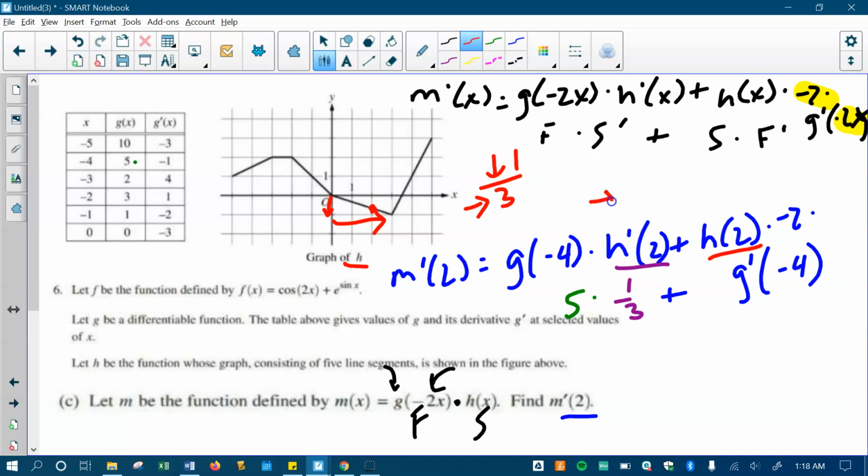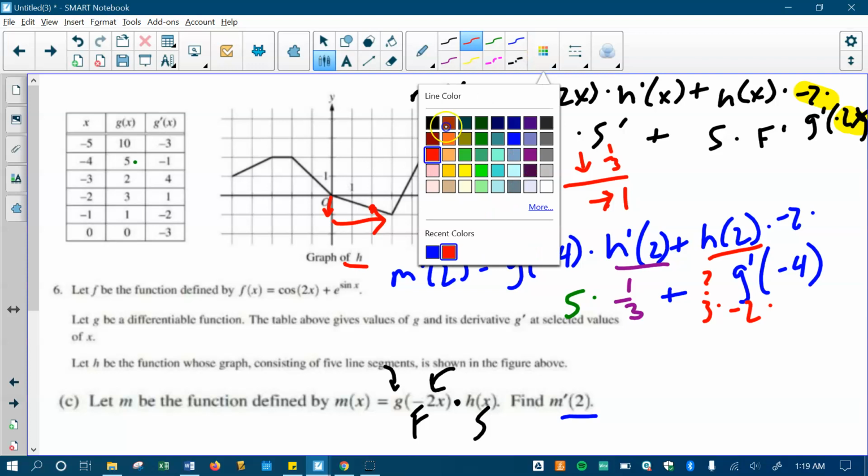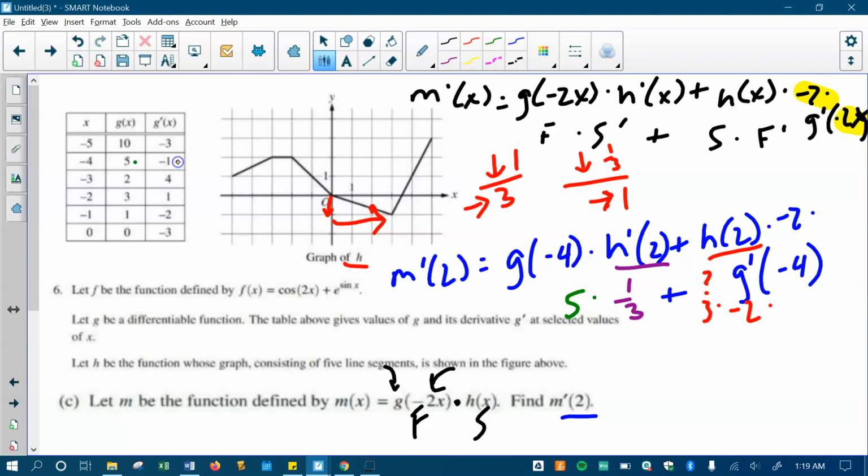So if we just go over 2 of them, let me back up here, for every 1 we go down, and maybe you already have the answer, and I'll just speed this up. For every 1 we go down 1/3, which means for this part we go down 2/3. So 5 times 1/3 plus 2/3 times negative 2 times g prime of negative 4. G prime of negative 4 is going to be negative 1.